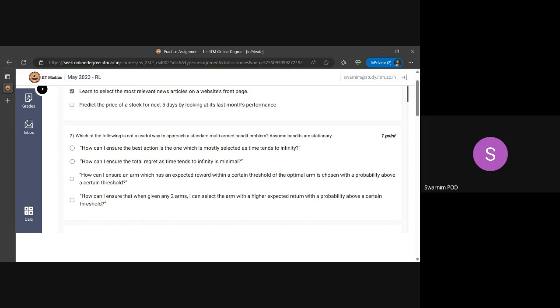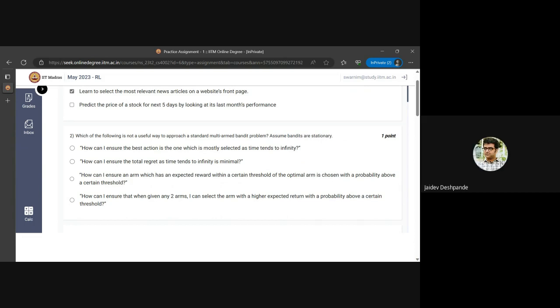Okay, the second option is, how can I ensure total regret as time tends to infinity is limited? How can I ensure an arm which has an expected reward within a certain threshold of the optimal arm is chosen with probability above a certain threshold? That indicates a PAC. The fourth one is, how can I ensure that when given any two arms, I can select the arm with a higher expected return with a probability above a certain threshold?